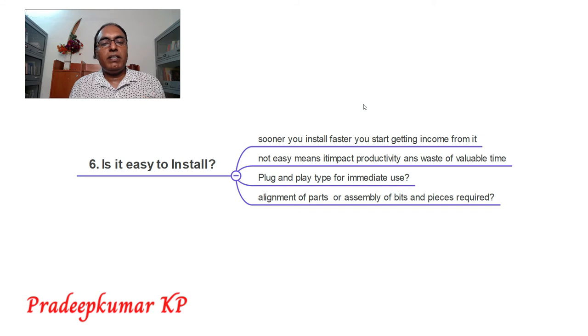Then we have to see whether it is easy to install the machine. You know, the sooner you install your machine, the sooner you start getting the income. If it is not easy, it impacts productivity and wastes valuable time. So we must have a machine of the plug and play type for immediate use. If you have to align parts or assemble bits and pieces, it will take a lot of time to get it installed, and it will waste our time and money.